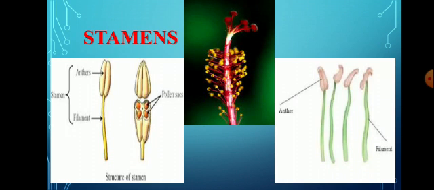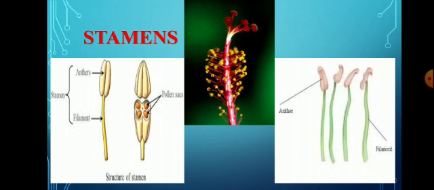Okay, a needle-like structure that joins the anther with the thalamus. So, the stamen has two parts, anther and filament. These are the male organs of the flower.